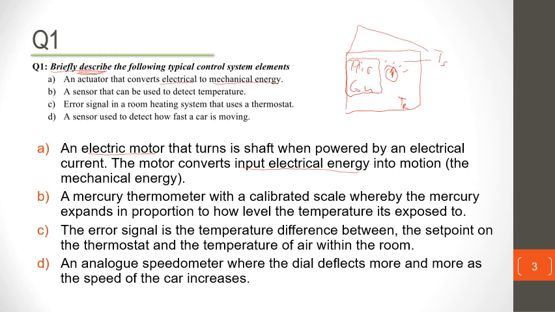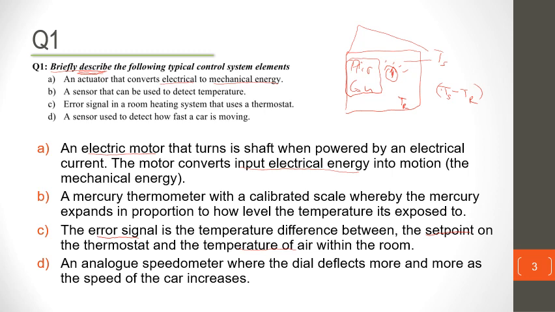So in a control system, the aircon will be on for as long as the temperature at the set point is bigger than the temperature in the room. So this becomes the error signal that makes sure that the air conditioner is on. So here I'm saying the error signal is the temperature difference between the set point, TS, on the thermostat and the temperature of air within the room. So that is an error signal that you will have in your control system.